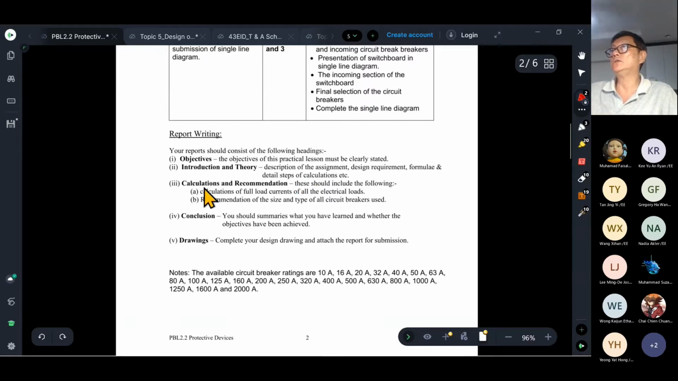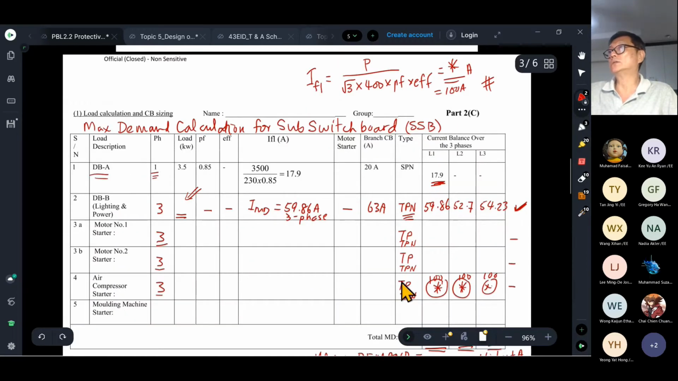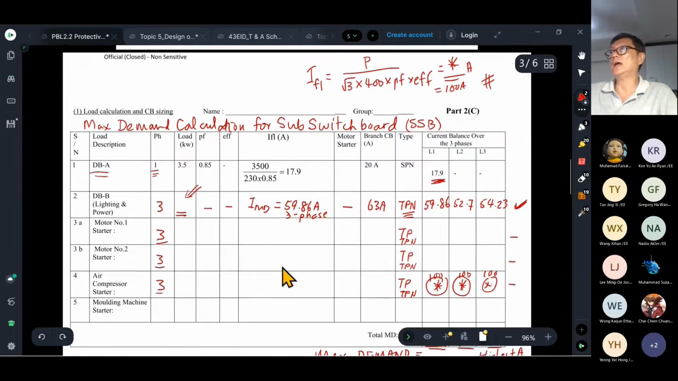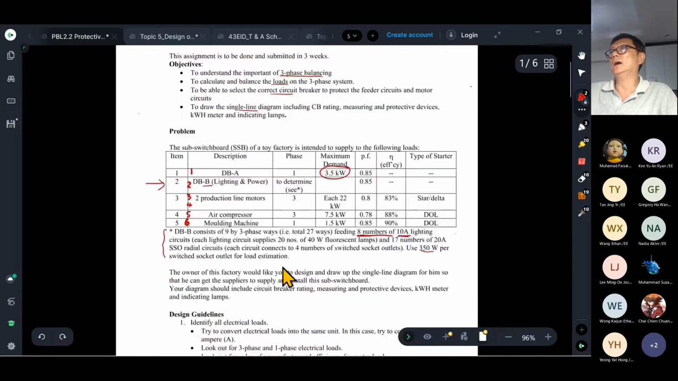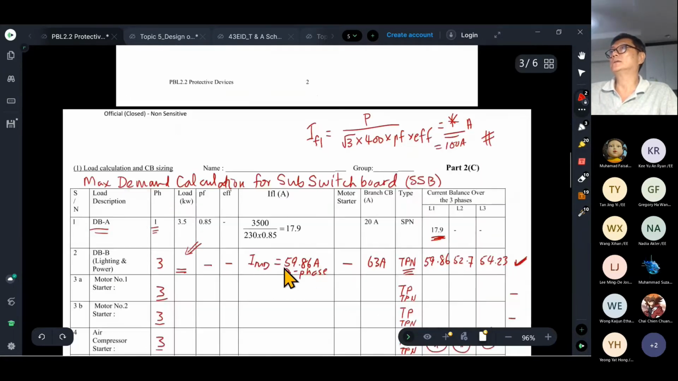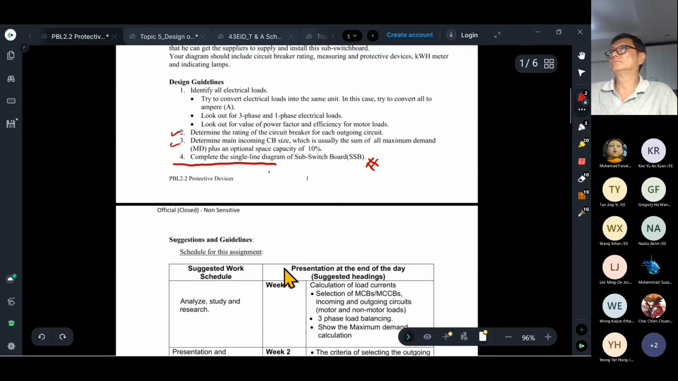And then this is where you show all the calculation. Show all your calculation. This table is to summarize all the calculation. So fill in this table, fill in all these things, and refer to the notes that I have done. And then finally draw the single line. Right? Then you can submit already. Finally, you submit a single line.